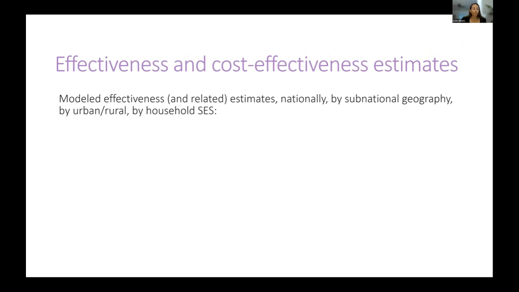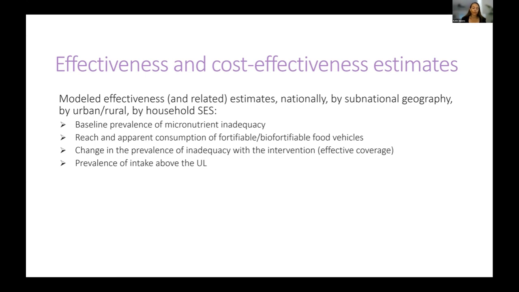Within the tool, the user can calculate and display a number of different metrics related to the effectiveness of an intervention at the national level, by subnational geography, so region or district or state, by urban and rural residents, and by household socioeconomic status. including the baseline prevalence of micronutrient inadequacy, the reach and apparent consumption of fortifiable or biofortifiable food vehicles, the change in the prevalence of inadequacy with an intervention, or what we call effective coverage, and then where relevant, also the prevalence of estimated intake above the tolerable upper intake level.